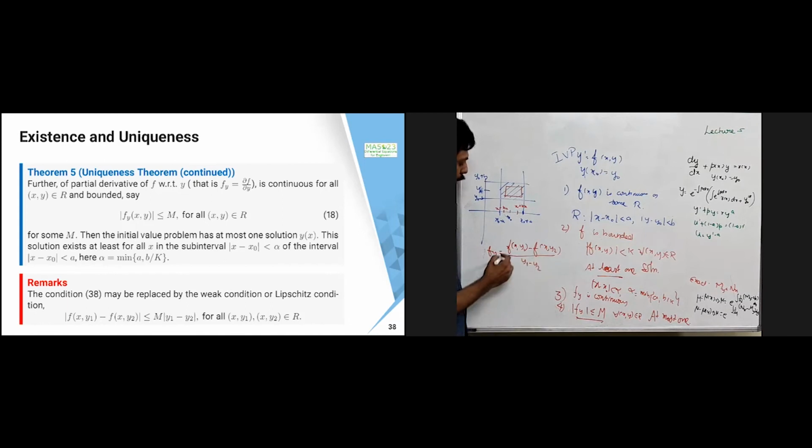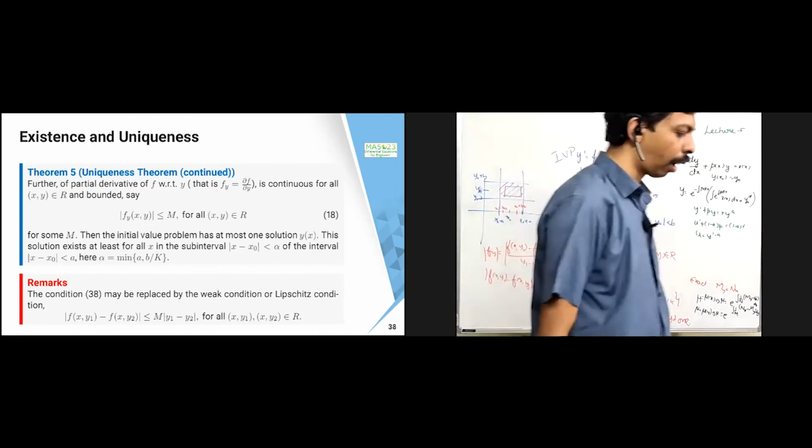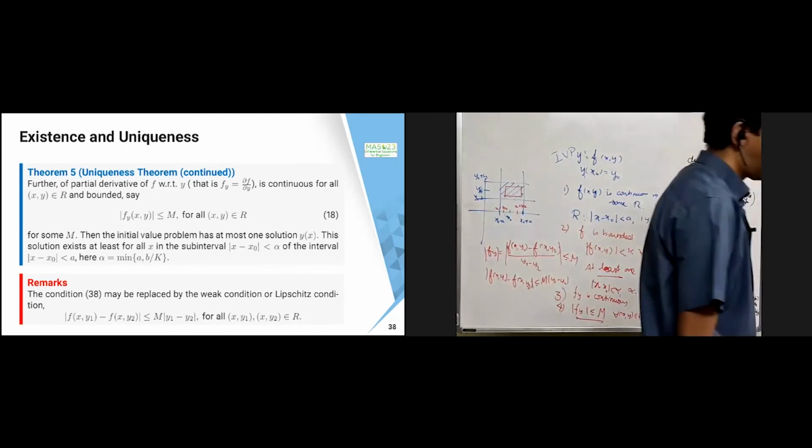F_y is less than m. We are going to replace that with this condition, which is less than or equal to m. So that means I require that |f(x, y1) - f(x, y2)| is less than or equal to m times |y1 - y2|. This condition is called the Lipschitz condition. If this condition is satisfied, then also you can say that this is going to have a unique solution.